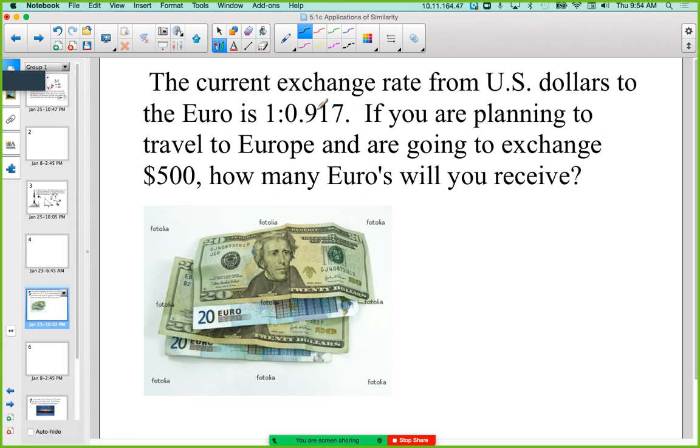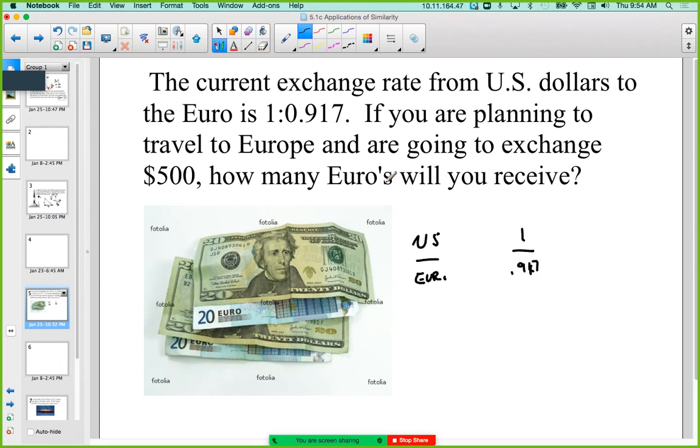So it says the current exchange rate from U.S. dollars to euro is 1 to 0.917. If you're planning to travel to Europe and are going to exchange $500, how many euros will you receive? All right. So what we're going to do is we're going to set up a proportion here, and the exchange rate is in U.S. dollars to euro. So I'm going to write that ratio as a fraction. So U.S. dollars to euros. Okay. So I'm going to write that ratio 1 to 0.917.